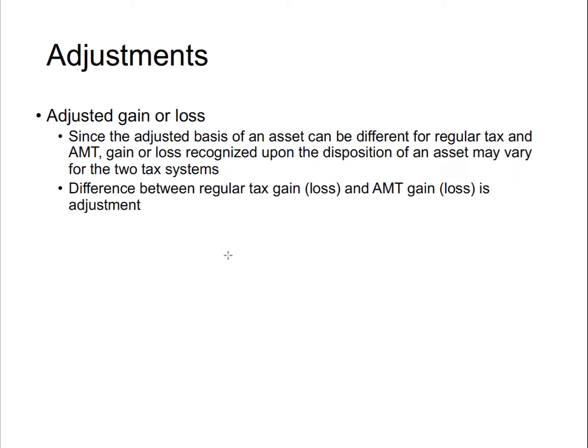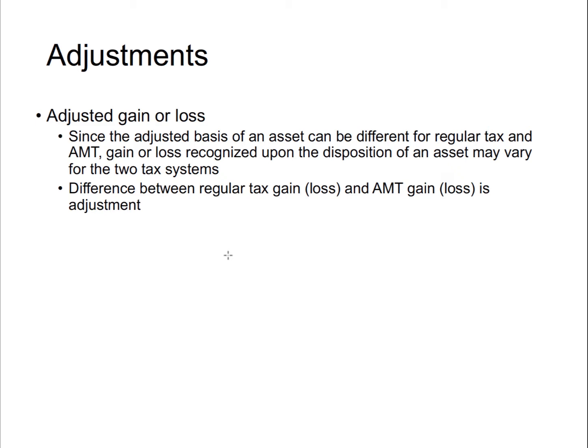Adjusted gain or loss. Since the adjusted basis of an asset can be different for regular tax and AMT, I wonder how? Depreciation, and obviously other things as well. Depreciation reduces the basis. If we have a different depreciation system for AMT purposes, we have to keep a different gain or loss calculation when we sell property. So this could be something where you add more back if you didn't take enough depreciation for AMT purposes.